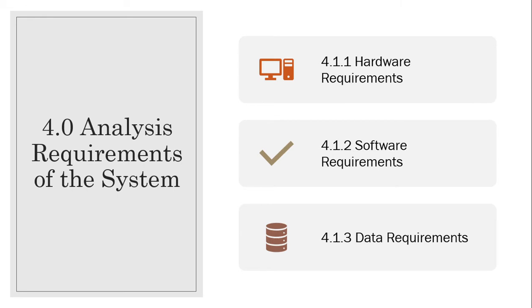So for the analysis requirement of the system, what kind of requirements can you include in your report? First is the hardware requirement: the PC, the laptop, the machine or the device that you use, and you can put it here. The software requirement: the software that you use to develop or pre-process your system. As well as the data requirement.